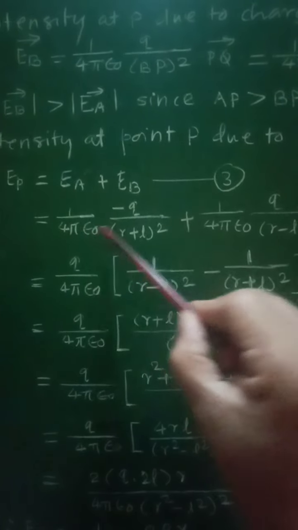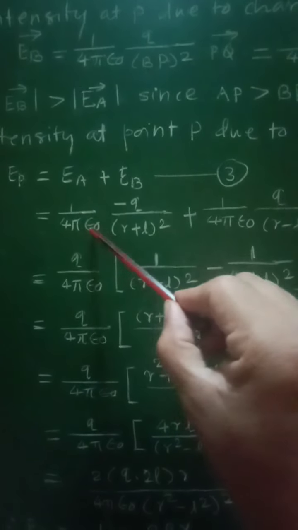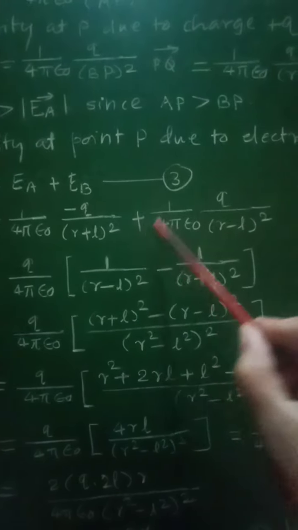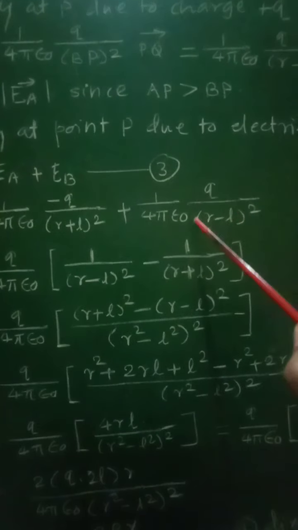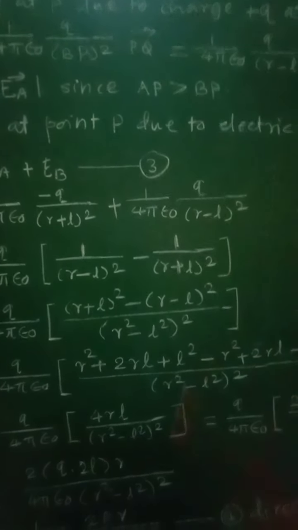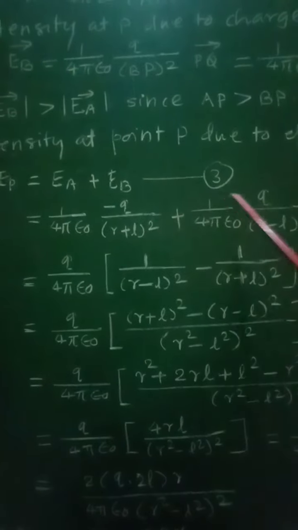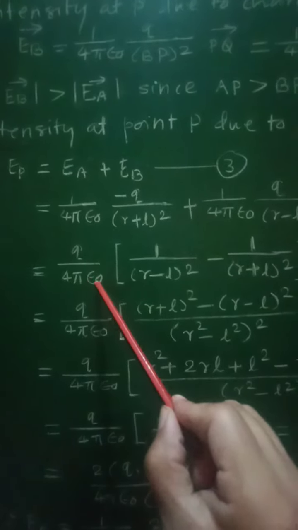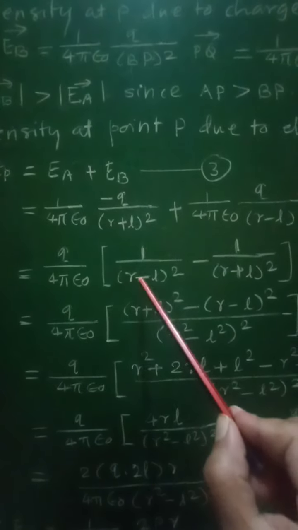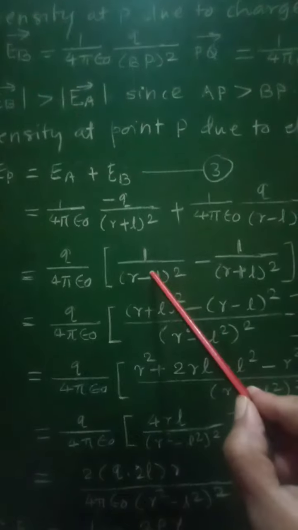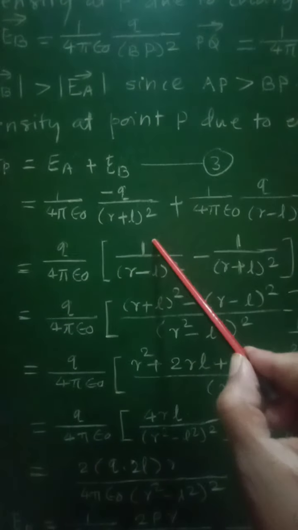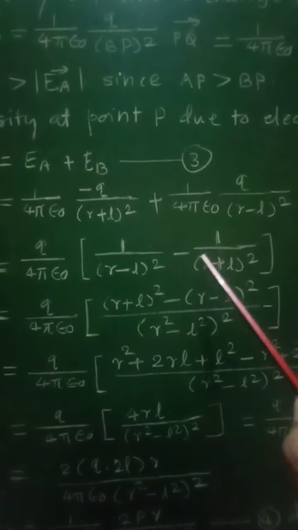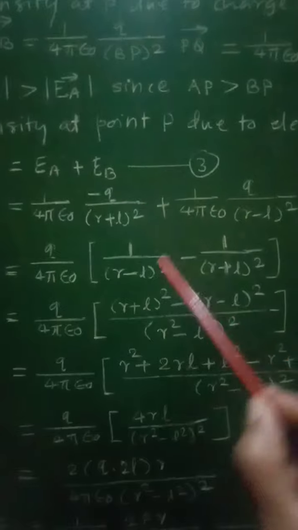Now putting values of EA and EB, we will get 1 upon 4 pi epsilon 0 times minus Q upon (R plus L) whole square, plus 1 upon 4 pi epsilon 0 times Q upon (R minus L) whole square. Now taking Q upon 4 pi epsilon 0 common, the positive term is written first and the negative term later, and therefore we get 1 upon (R minus L) square minus 1 upon (R plus L) square.